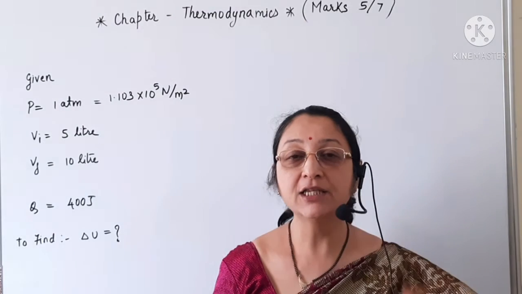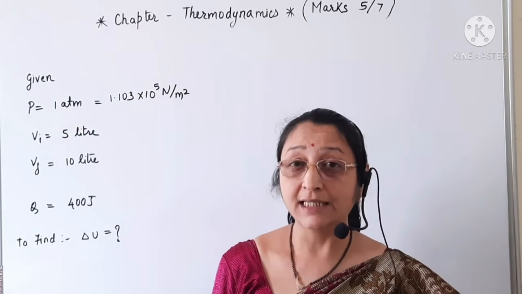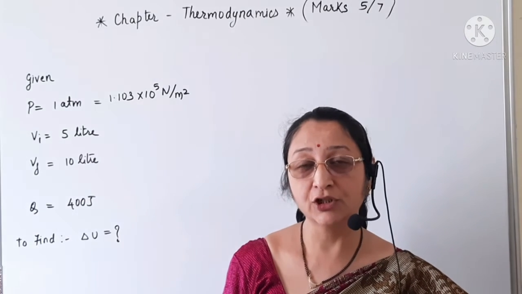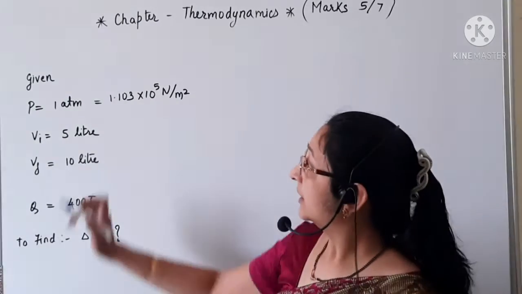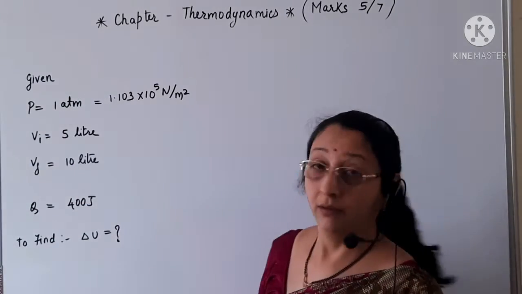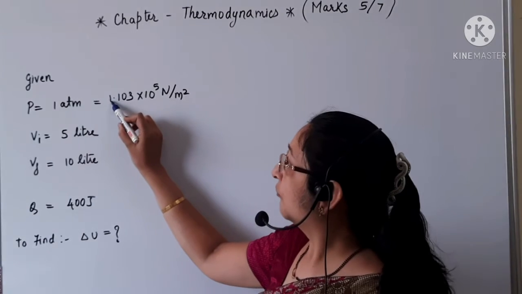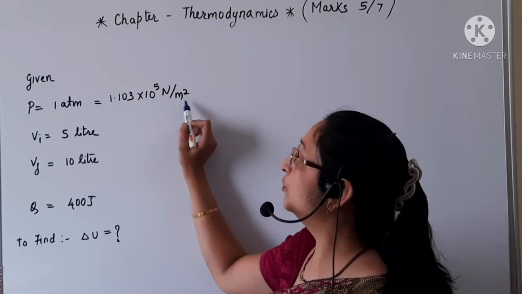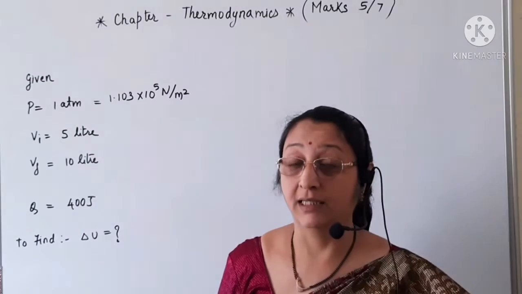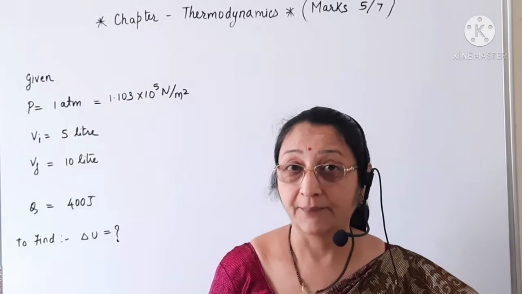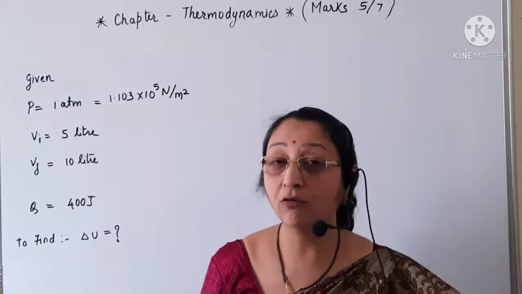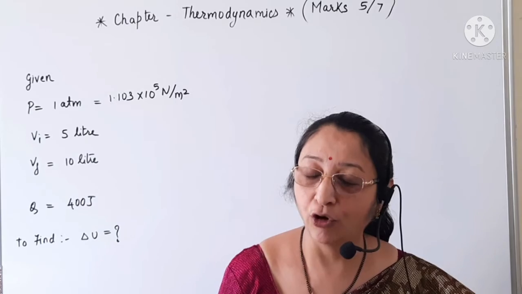Now, given in the unsolved problem is a gas inside a cylinder which is fitted with a massless, frictionless, movable piston, and the pressure outside is 1 atmosphere. That is, 1 atmosphere is 1.013 into 10 to the power 5 Newton per meter square. The gas inside the cylinder expands from 5 liters to 10 liters. So the initial volume is 5 liters and the final volume is 10 liters.